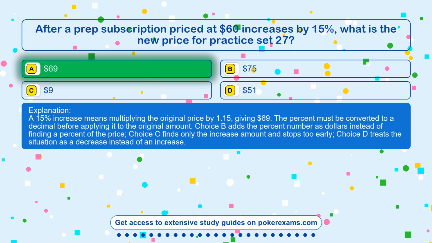A 15% increase means multiplying the original price by 1.15, giving $69. The percent must be converted to a decimal before applying it to the original amount. Choice B adds the percent number as dollars instead of finding a percent of the price, choice C finds only the increase amount and stops too early, choice D treats the situation as a decrease instead of an increase.